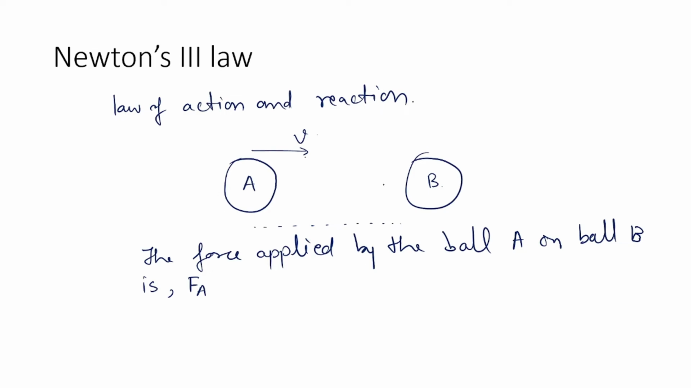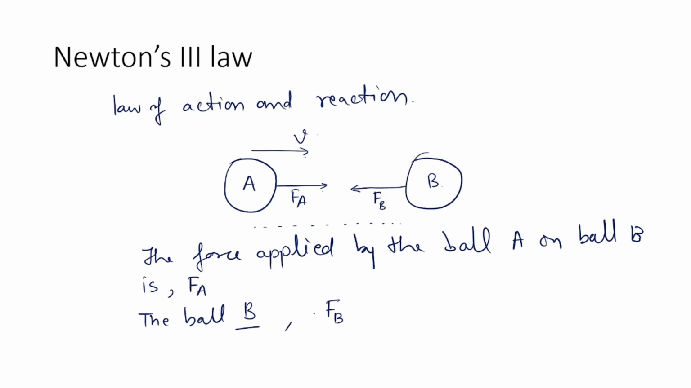In response to that, ball B will apply force on ball A. So the direction of FA was something like this, and this is FA, and the direction of FB will be something like this. It means FA is pointing towards the right side and FB is pointing towards the left side. So the ball B will also apply the force, and that force will be FB.